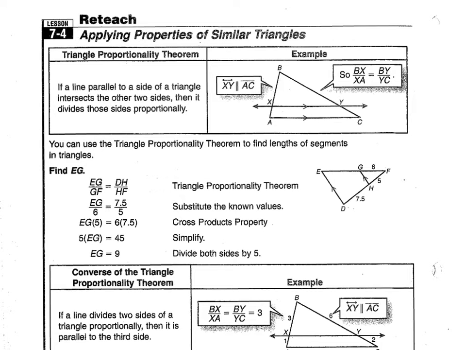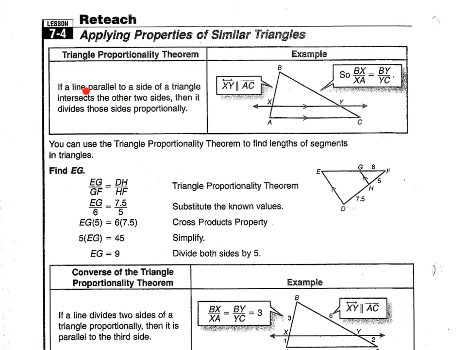Okay, students, today we're going to cover section 7.4, applying properties of similar triangles. And the theorem that we need to be familiar with is called the triangle proportionality theorem. In this theorem, what we need to make sure we understand is that whenever you compare parts of a triangle, you can set them up as a proportion.